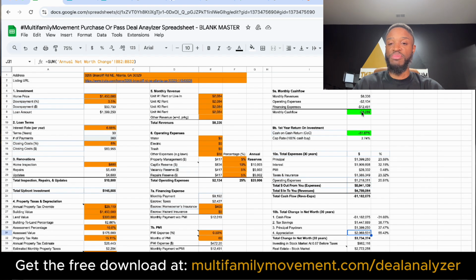But the question is, could this person even bear losing $6,000 a month for 30 years? Right? So even though this long-term number may make sense, we never want to be in a position where we are losing every single month. And so we look for at least a 10% cash on cash return.